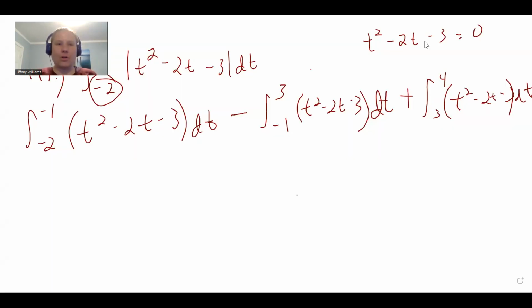Okay, so now that we've got our integrals set up, let's go through and actually integrate. So notice we're going to get the same integration for every single one of these. So if I take the integral of t squared minus 2t minus 3, that's going to end up being t cubed over 3 minus t squared over 2.